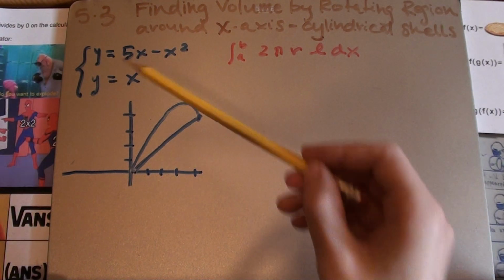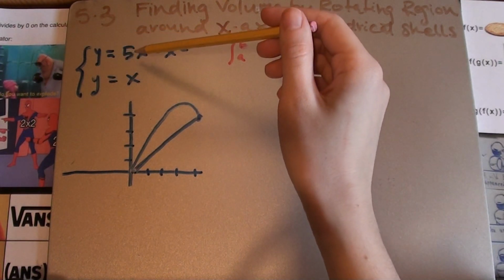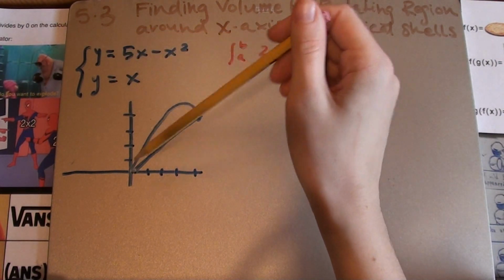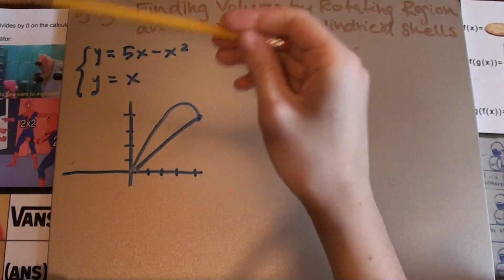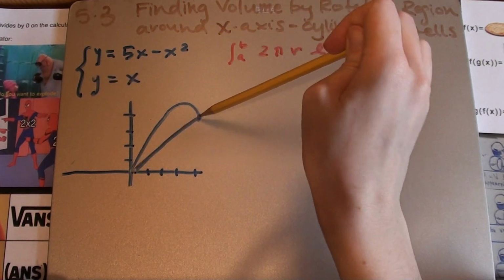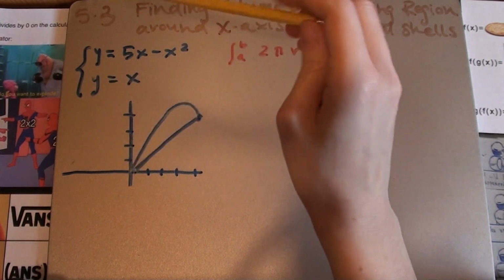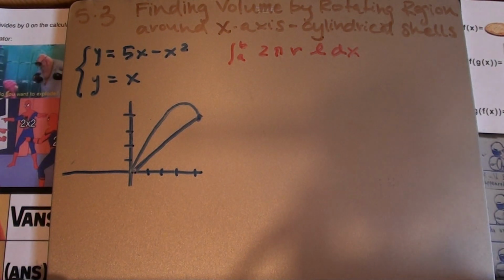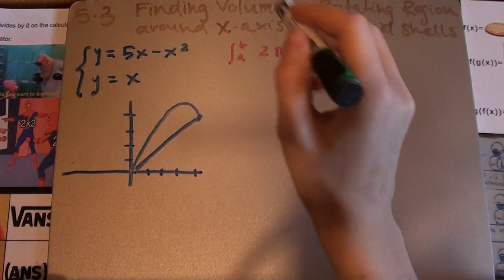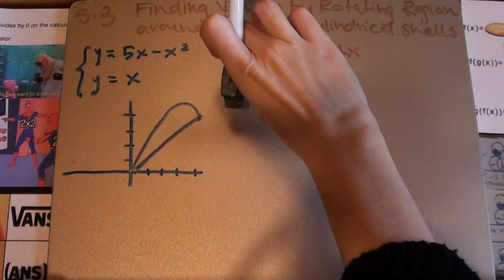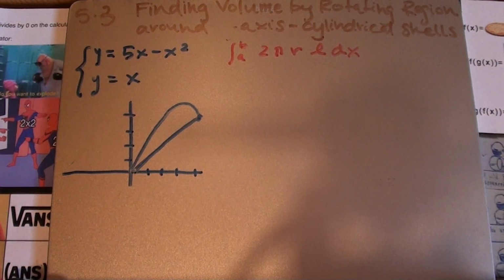So to get us started, I've got a problem down here for us to work on. We have the function y equals 5x minus x squared, and that is this guy right here, and then we have y equals x, and that's our beautiful diagonal going across right here. Like I said, we're going to be rotating around, oops, it's supposed to be the y-axis, I forgot to change it from the last video.